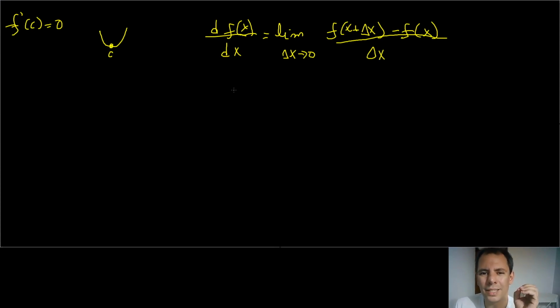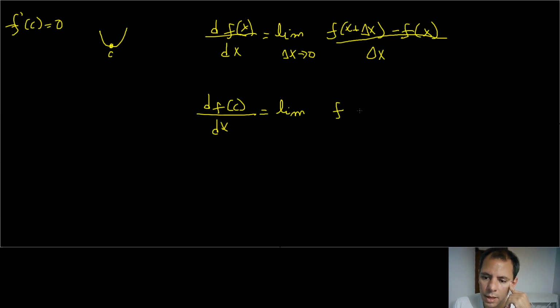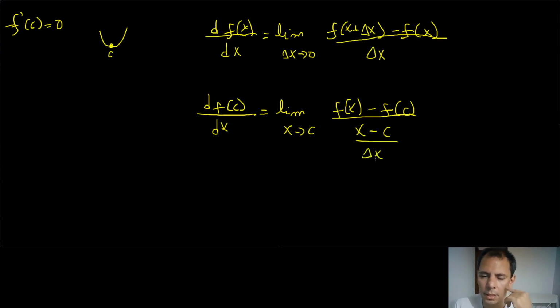Now, if you have a point C and you want to check the derivative around this point C, you can also say, for example, that df at the point C with respect to dx, because this is still f of x except that x is equal to c now, is going to be the limit of f of x, an arbitrary value of x that's not c, minus f of c, divided by x minus c as x approaches c. You can see that this is the same thing as delta x.